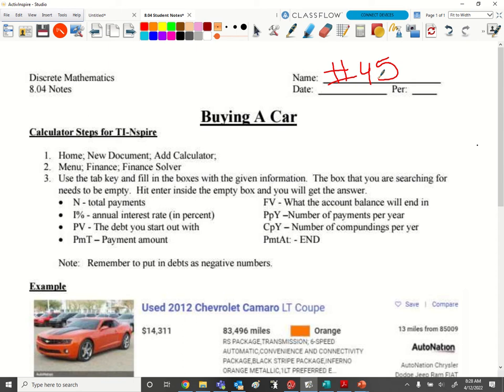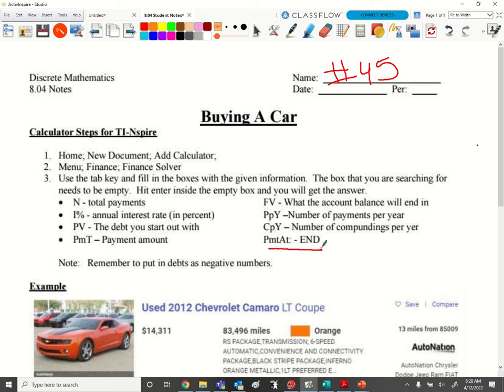It's the same thing that we did on the previous lesson. We're going to go to Home, New Document, Add Calculator, Menu, Finance, Finance Solver. Use the Tab key, fill in the boxes with the given information that we're looking for. All these problems right here, we're going to call it payment at the end. Okay, payment at the end.